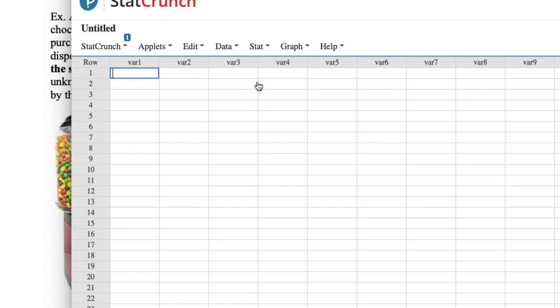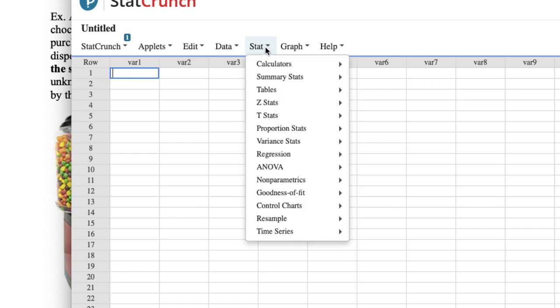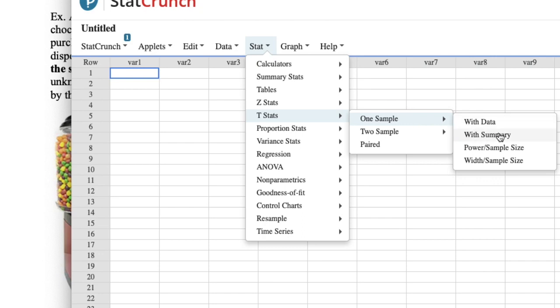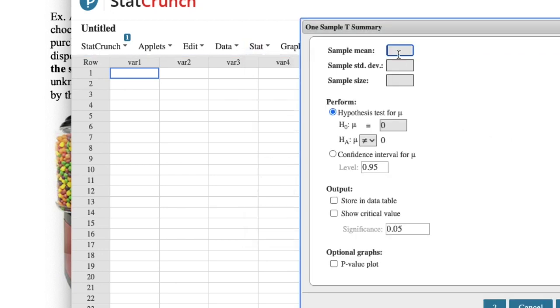So here I am in StatCrunch, and the commands are Stat, T Stats, One Sample, With Summary, since I have 13.69 grams as my sample mean, and I have 0.907 grams for my sample standard deviation. So I have my summary data. The sample mean we said was 13.69. The sample standard deviation was 0.907, and the sample size was 31.